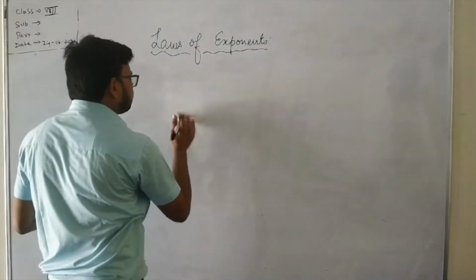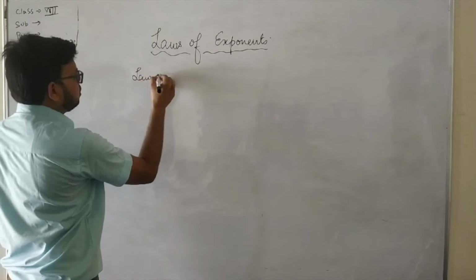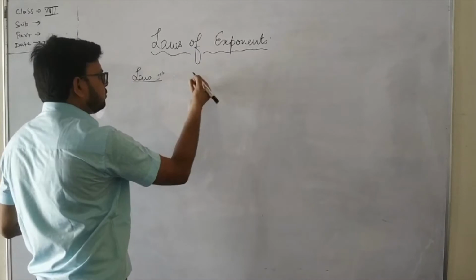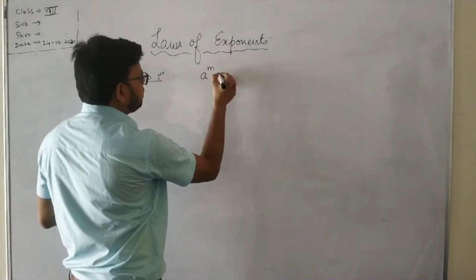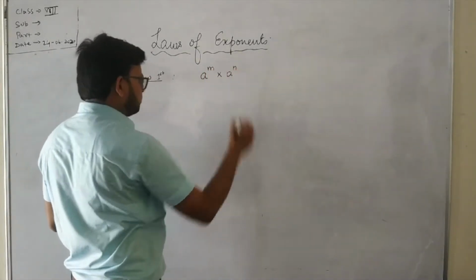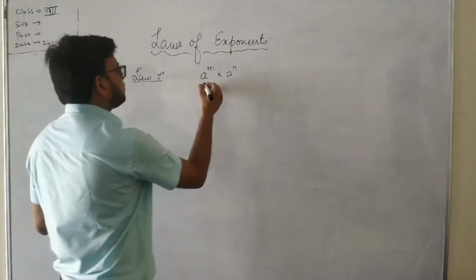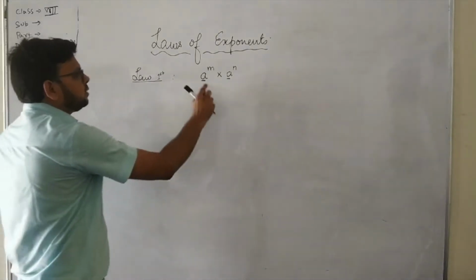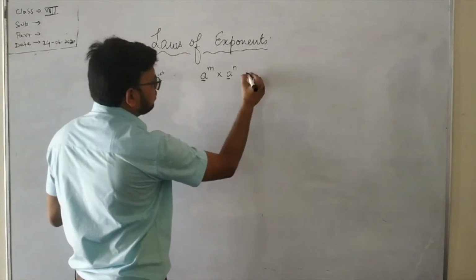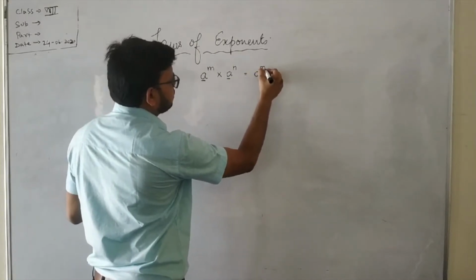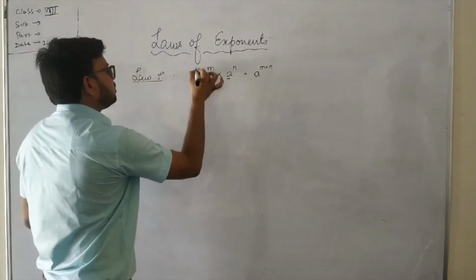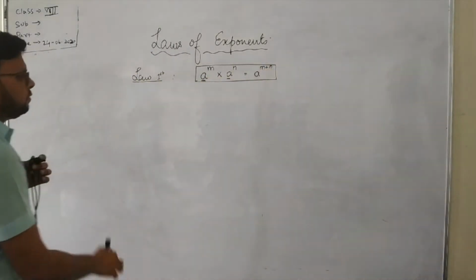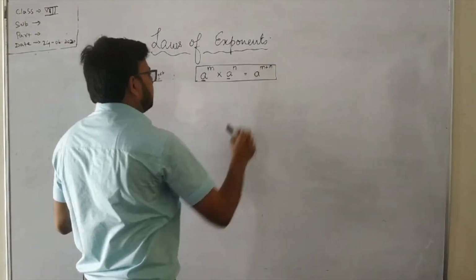Now, first law, law 1. The first law is: a to the power m into a to the power n. If the bases are the same, here the base is a, here also the base is a, and there is multiplication between them, you have to add the powers. If bases are the same and there is a multiplication sign between them, then we can add the powers.